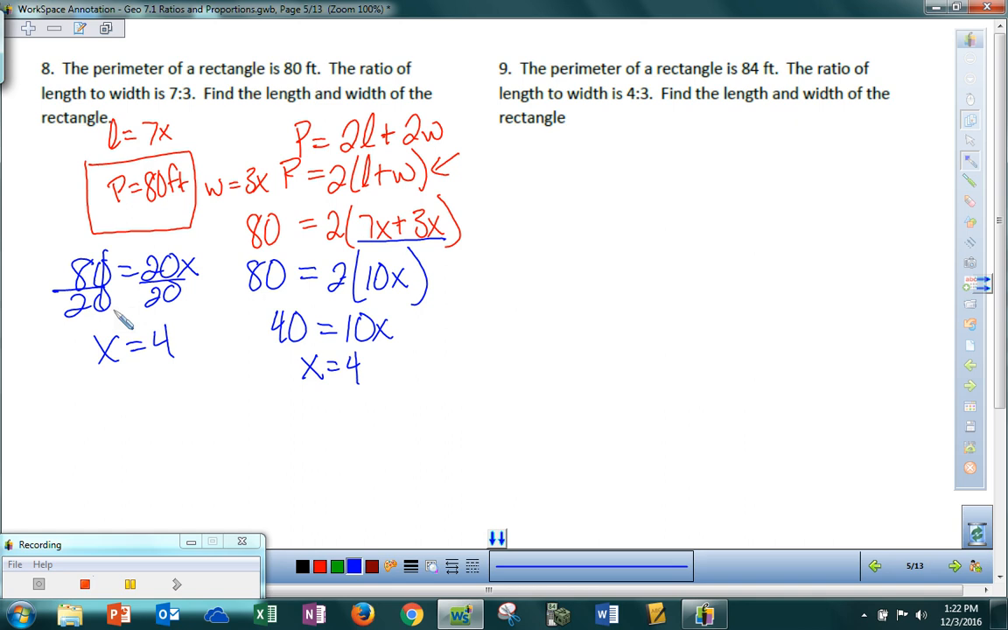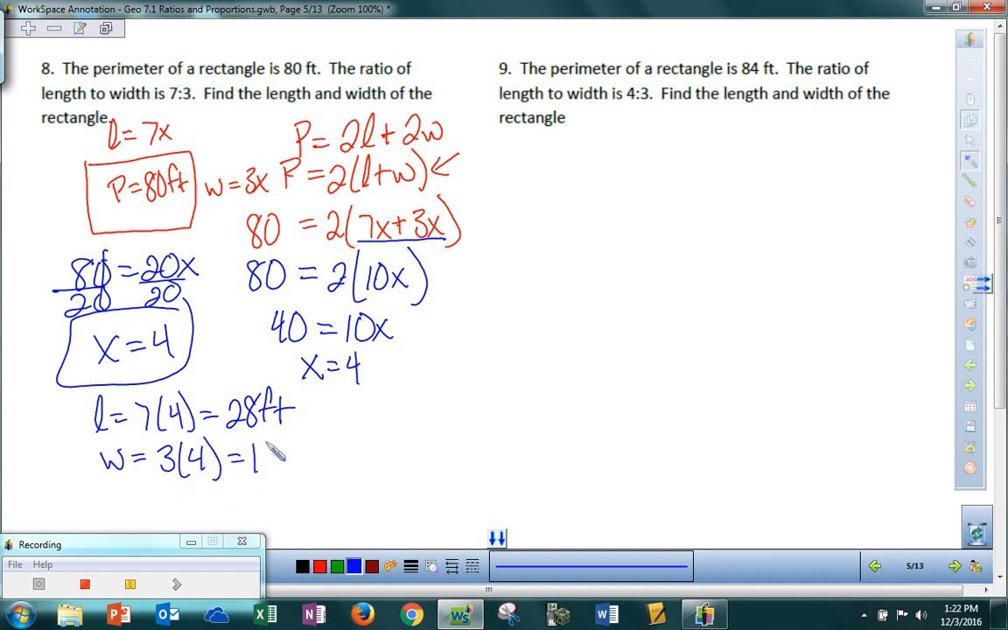Now, based on that, that's just our factor. We need to go find our length and our width again. So our length will be 7 times x, or 7 times 4. That gives us 28. In this case, since our perimeter was measured in feet, we want to make sure that we tack on that label there as well. And then our width is 3 times x, or 3 times 4, which gives us 12 feet. So length and width, just like we were looking for.